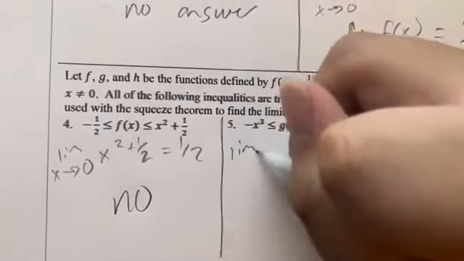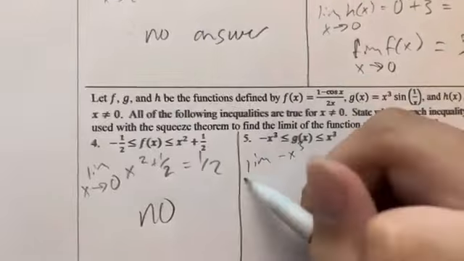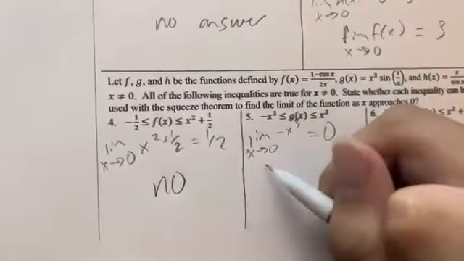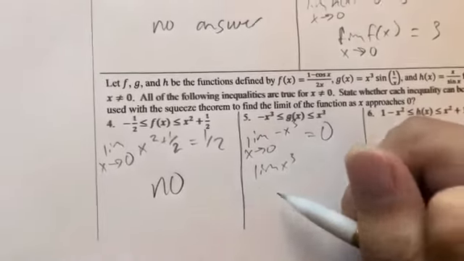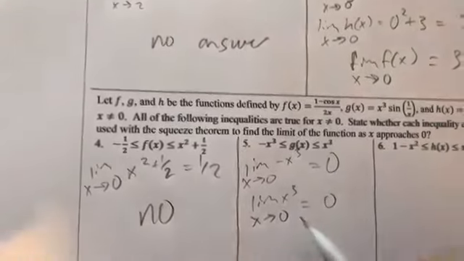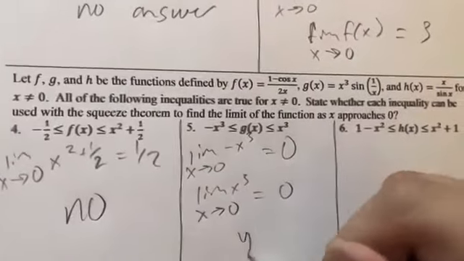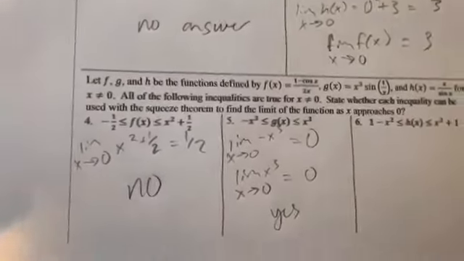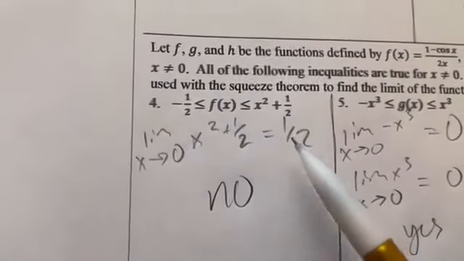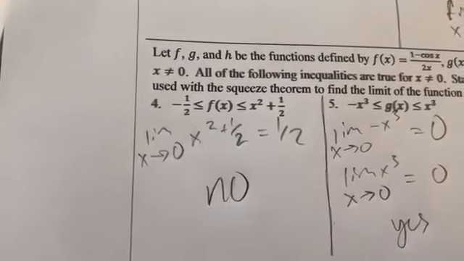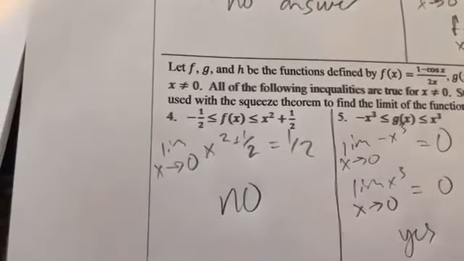Here, the limit of negative x cubed as x approaches 0, plug in 0, gives 0, then the limit of x cubed as x approaches 0 is also 0. Since these match, yes, they can be used with the squeeze theorem. Oh, I'm not sure if I explained this. Since this is 1/2, and there's no x to plug in on this side, we don't even have to do this. Since 1/2 does not equal negative 1/2, that's why it cannot be used.